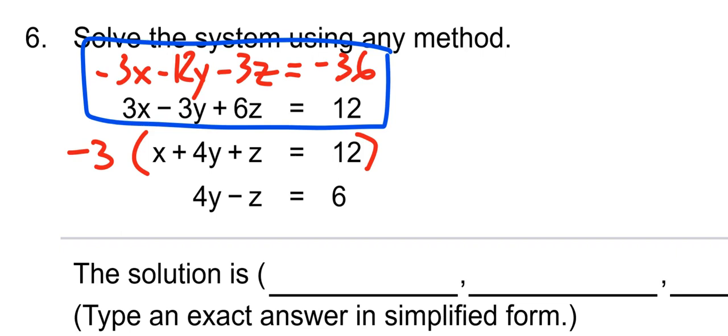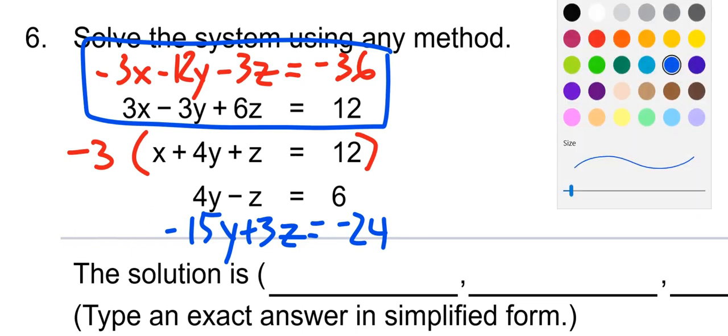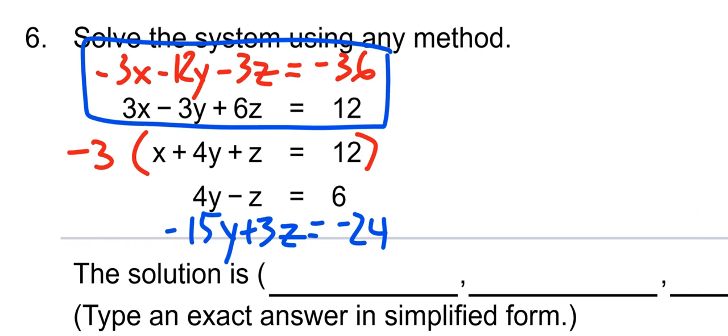Hopefully you got -15y plus 3z equals -24. So, which variable should we get rid of now? Down here at the bottom, should we get rid of the y's or the z's? I'd say the z's would probably be the easiest thing.